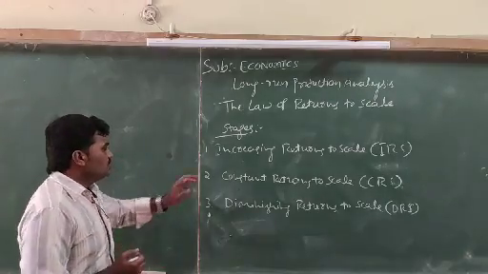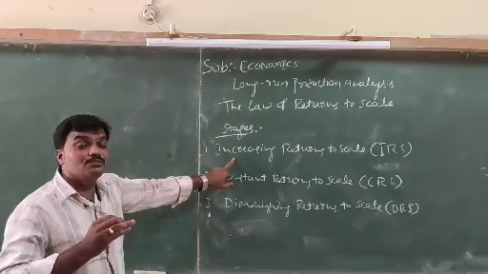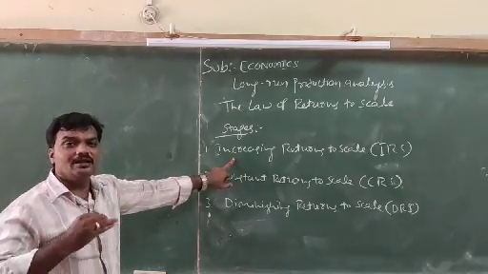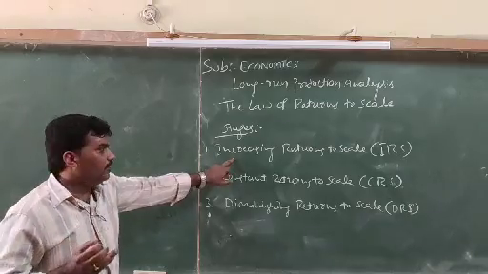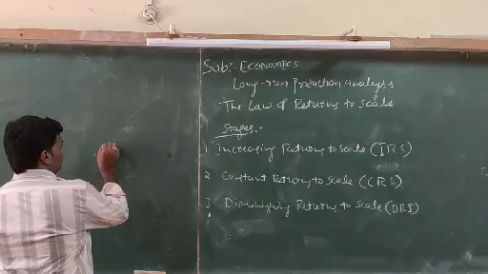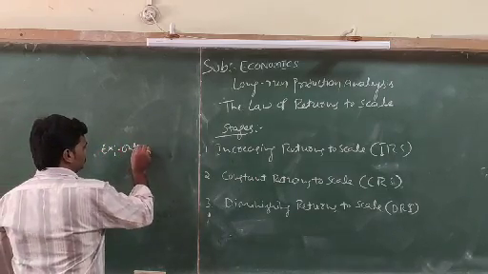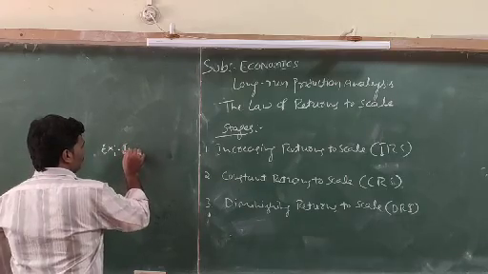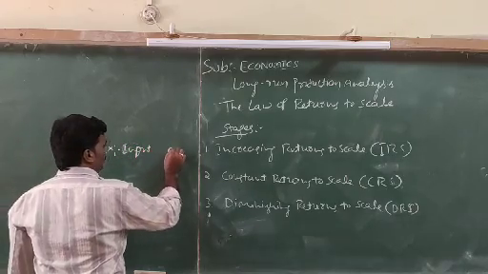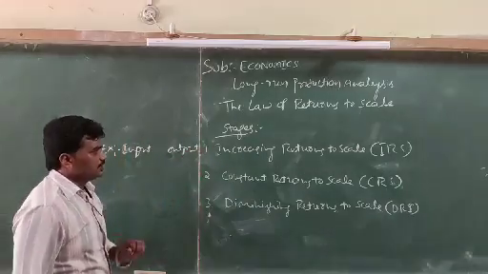When all inputs are increased at a particular rate and the output increases at more than that rate, it is called increasing returns to scale. I will give an example. Observe the example, input and output. First, increasing returns.